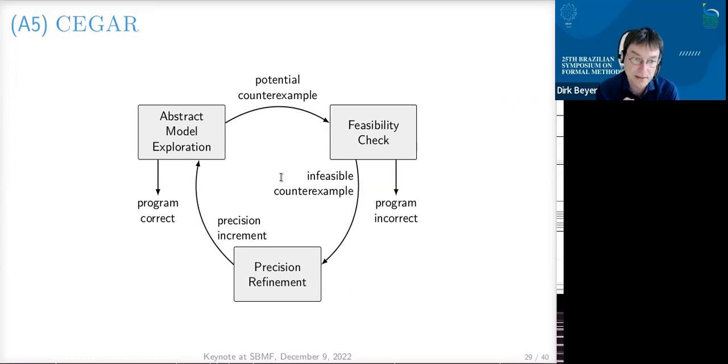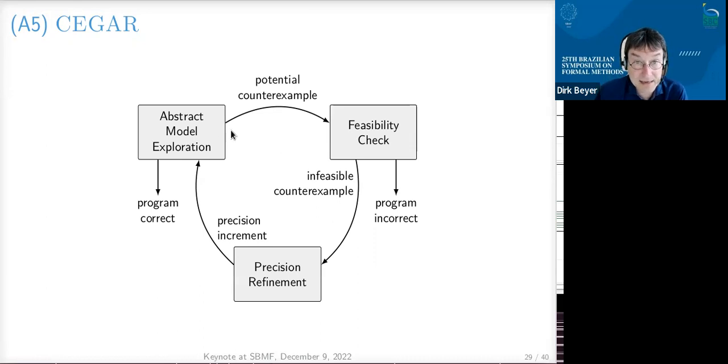CEGAR, counterexample-guided abstraction refinement. This is an approach that is used by many of the verification approaches, and this is implemented by many tools also. So let me explain how this works. It's a loop that consists of 3 steps. First, the program and the specification are given to an abstract model exploration, and this explores the program in an abstract way. If it does not find any violation of the specification, it reports the program is correct and it spits out the abstract proof of the matter.